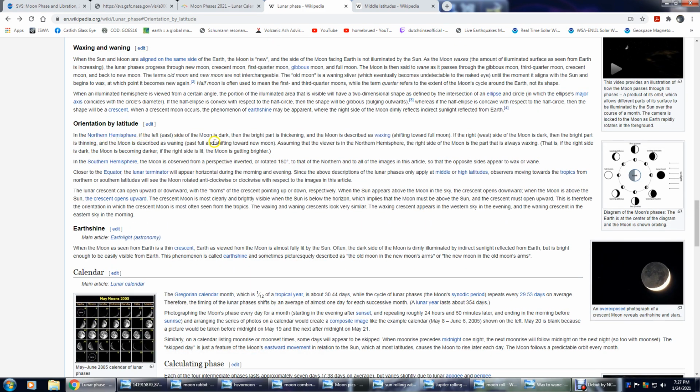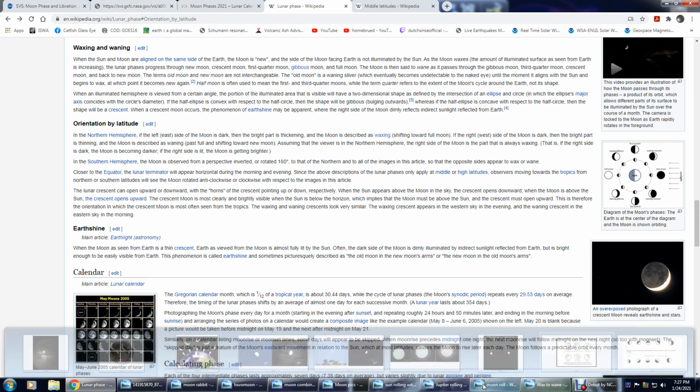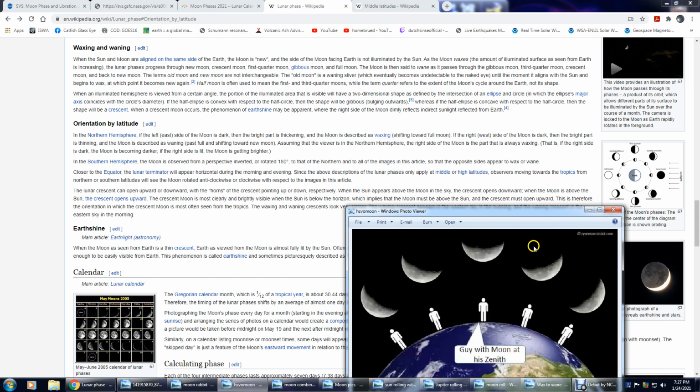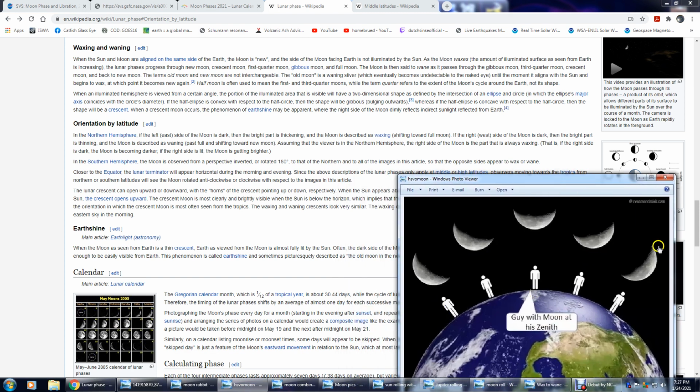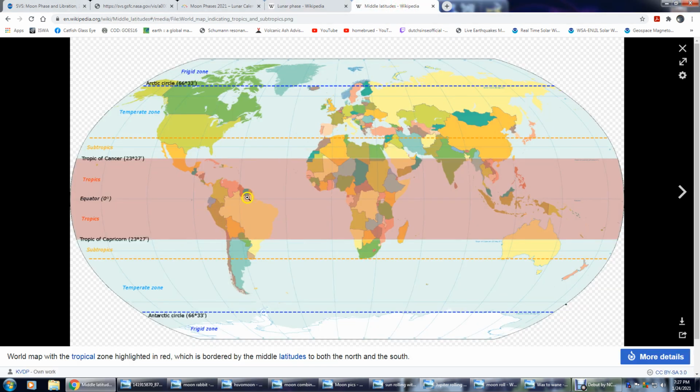In the northern hemisphere, you can read this, waxing and waning, how they show left and right sides. Southern hemisphere, the moon is observed from a perspective inverted or rotated 180 degrees. And you can experience that here. Southern hemisphere, northern hemisphere. Equatorial regions, the moon is sideways. Equatorial regions are here, and then we have your mid and high latitudes, or the Arctic zone, your temperate zone, where I am in.